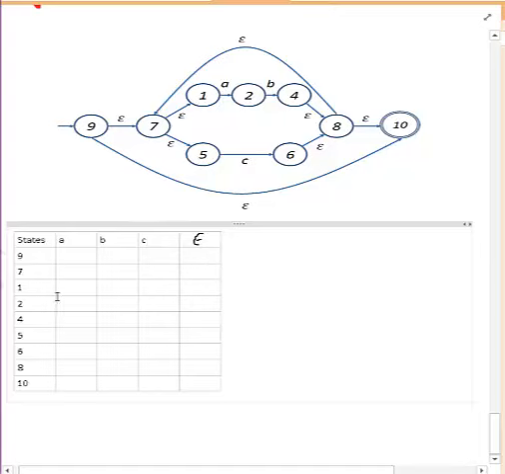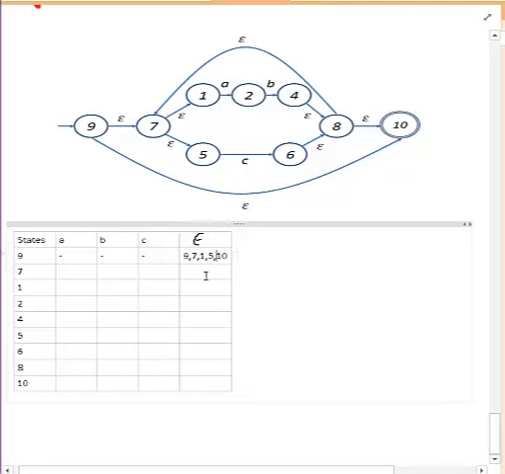So we will see from 9 on taking input A, because this is here, right? So I go nowhere. On 9 taking input A, I go nowhere. On B I go nowhere, and on C I go nowhere. But on epsilon I go to a lot of states. From 9 I go to 7, I go to 1, I go on this side to 5, and this side to 10. So I have a set here: 9, 7, 1, 5, and 10. I should also write the commas in between. On epsilon I'm moving to these states.